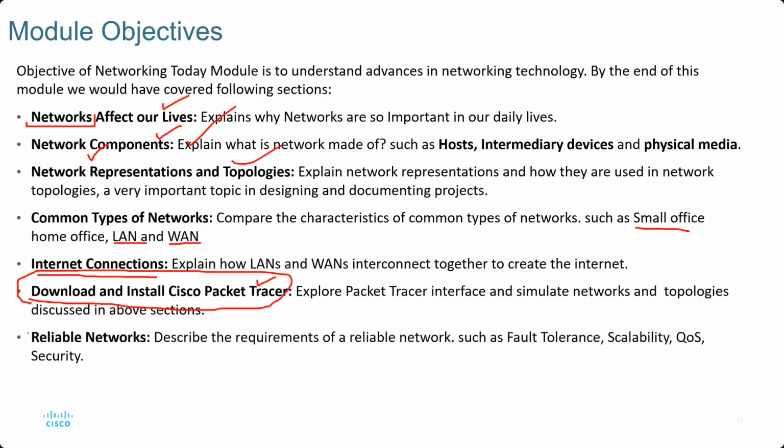Finally, to end this module, we will talk about different aspects of networks, including what we call a reliable network. We don't just need a computer network to be there; we want it to be reliable so that we can rely on it, because our lives depend on it. The characteristics of a reliable network are fault tolerance, scalability, quality of service, and security.